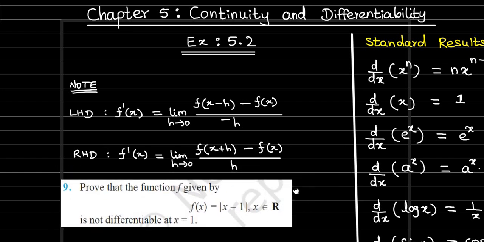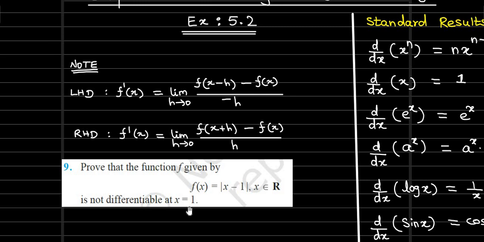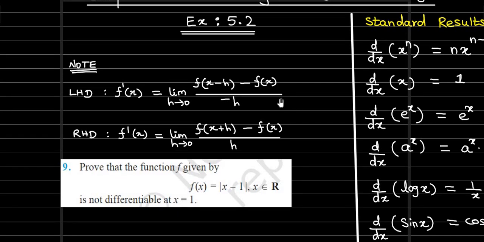For proving this, generally if any function is differentiable, we need to prove that the left hand derivative and right hand derivative are equal. If the left hand derivative and right hand derivative are the same, then we can say the function is differentiable at the given point. First, let's understand the left hand derivative formula. Differentiation we generally represent with f dash. So for the left hand derivative, f dash of x equal to limit h approaching 0, f of x minus h minus f of x by minus h. This is the formula for the left hand derivative.